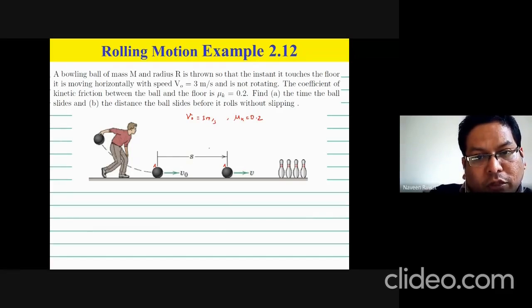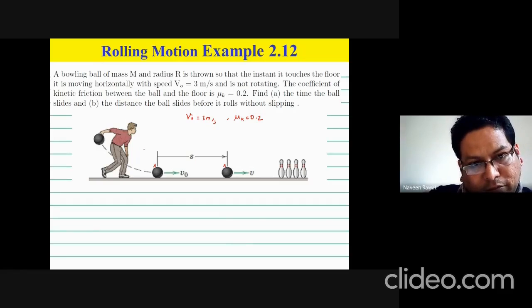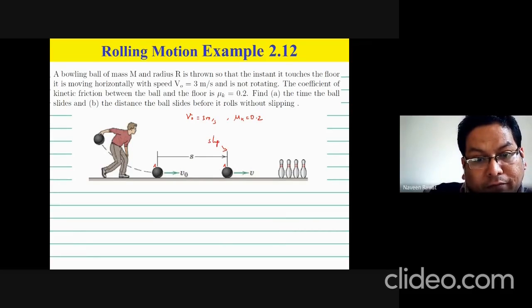Now what you have to do is find the time that the ball will slide before it starts rotating. You also have to find the distance that the ball slides before it starts rotating. So here, until this point it is completely slipping, and beyond this point it starts rotating.